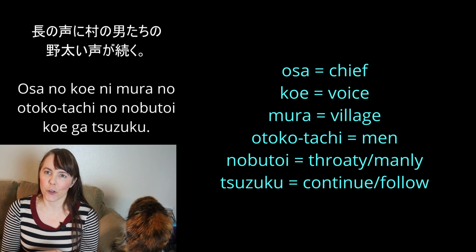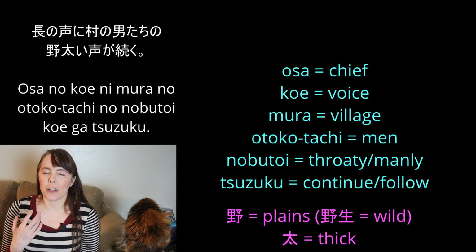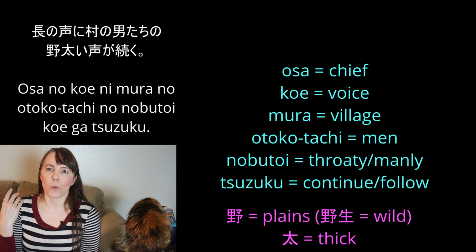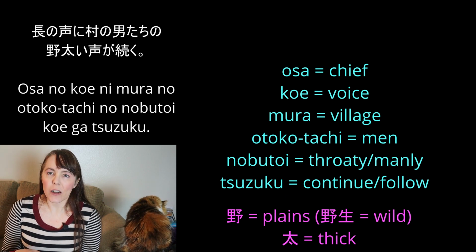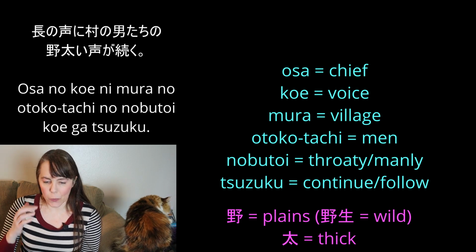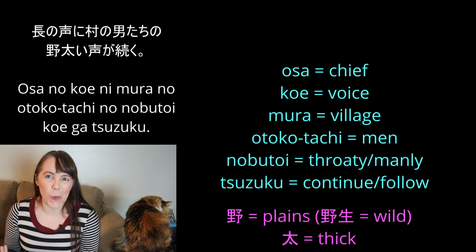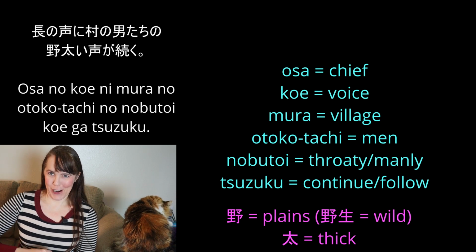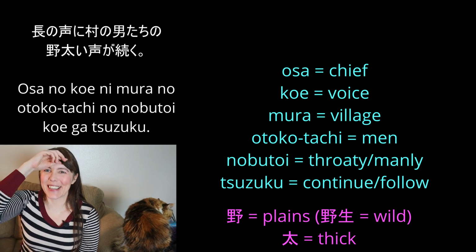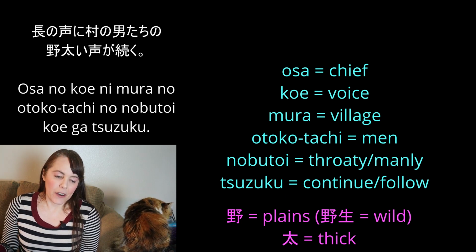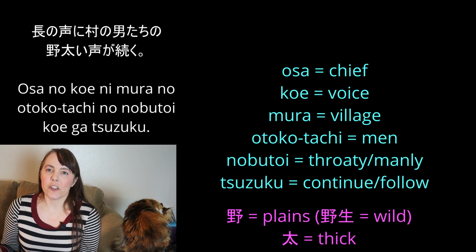So if you look at the two kanji for nobutoi, no just means plains by itself, but it's often used in the word yaban, which means wild or savage. So it often means wild or savage. And then futoi is thick. So like throaty, savage, wild, manly men, basically. It's manly, instead of oritachi tamae. At the sound of the chief's voice, the men of the village, manly men voices, continued.